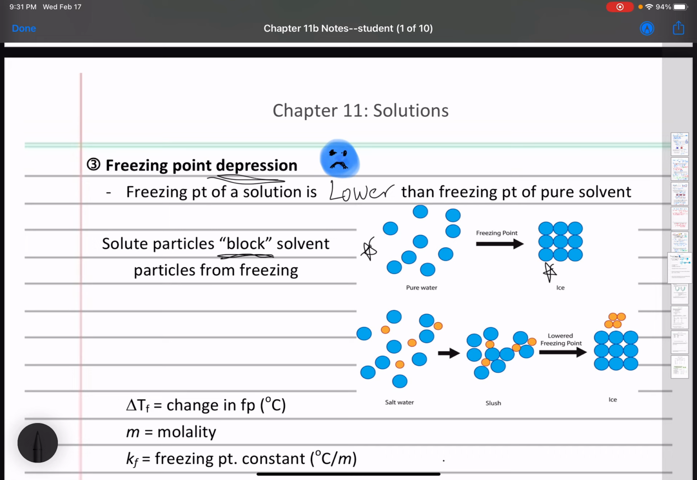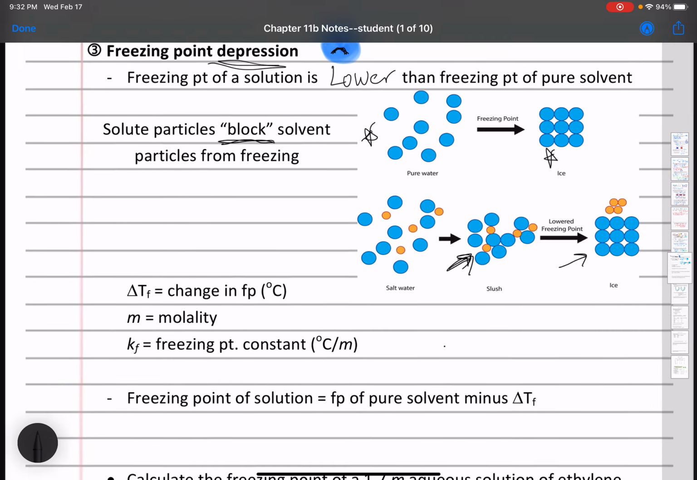But when you have a solute mixed in, the solute kind of gets in the way of the ice crystal formation, and so it takes more cooling. You have to slow it down even more in order to create those ice crystals. All right, and in between, you get this slushy material where there's some ice crystals forming, but then there's salt blocking those ice crystals. So that's why we use salt to melt snow on sidewalks.